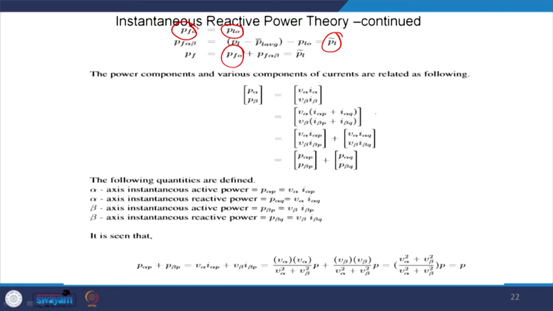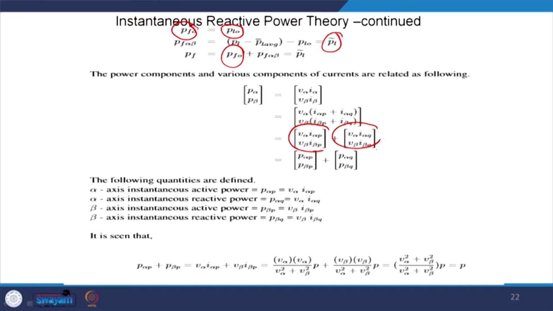Similarly, it can be expanded from the previous slide, that will be V alpha in bracket I alpha P plus I alpha Q, and in the second term the entry of the matrix will be V beta in bracket I beta P plus I beta Q, and that can be split in this form, that is V alpha into I alpha P, and if we go column wise, then it is V beta into I beta P plus V alpha into I alpha Q, and column wise again V beta into I beta Q.